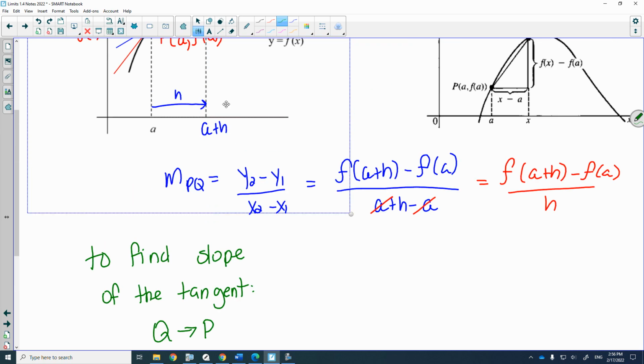In Formula 1, we said we want x to get closer and closer to a, but what's actually going to happen with Formula 2 is we're going to want h to get closer and closer to 0, or h to approach 0, because the smaller h gets, the closer I get to this value here.